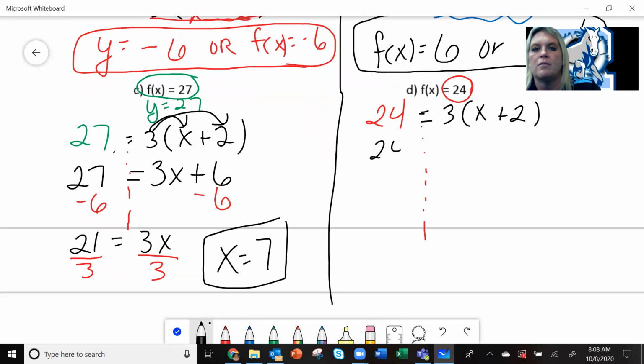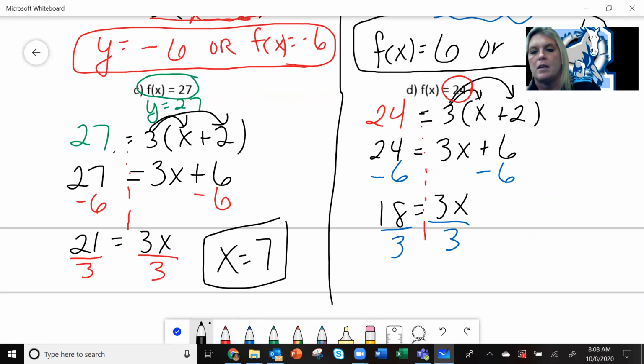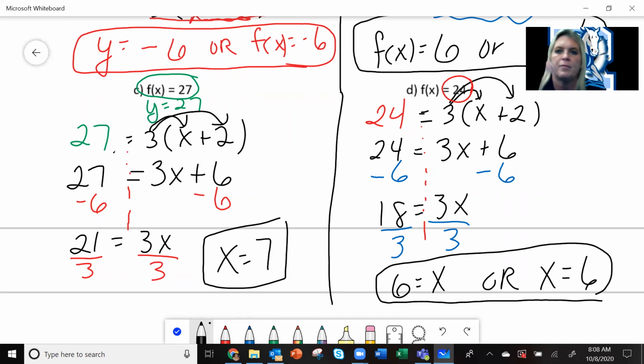Well, the 24 comes down. I have 3 times x, which gives me 3x. 3 times 2, which gives me 6. Okay, so now what do you do to solve? Subtract 6 from each side. And I get 18 equals 3x. Then when I divide by 3, I get 6 equals x, or I can write it as x equals 6. Both of those are the same. They are equivalent. And that's the way that you should be evaluating these if you are given numbers that are inside the parentheses or set equal to.